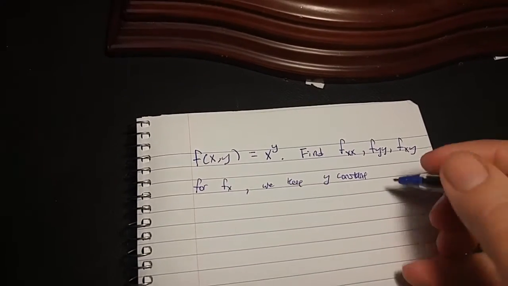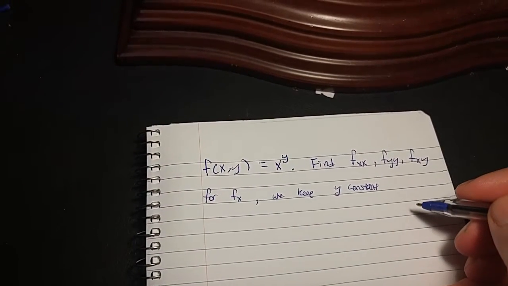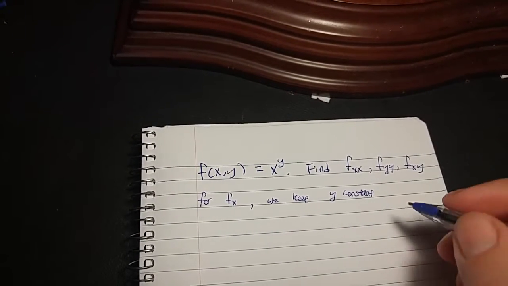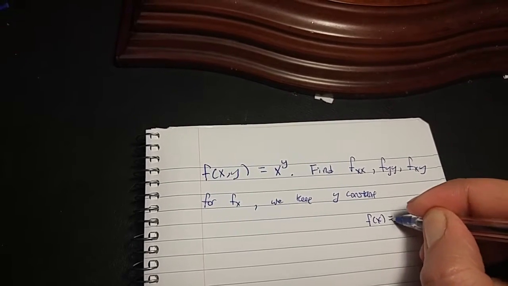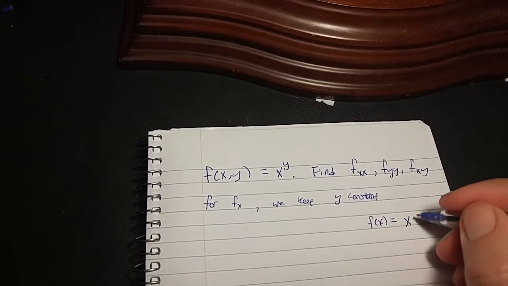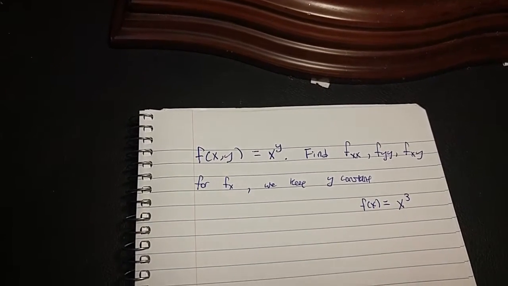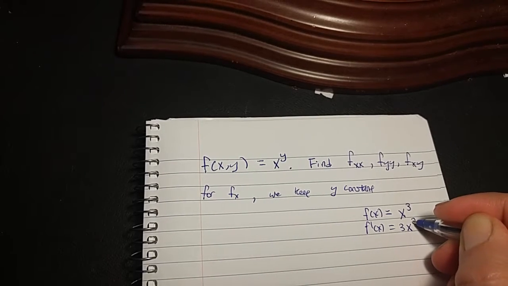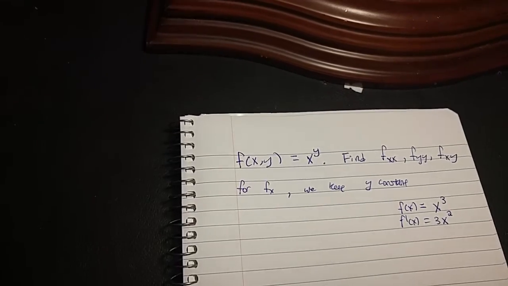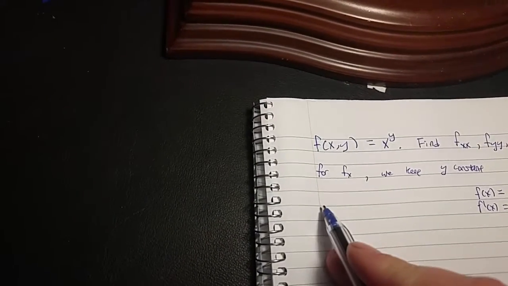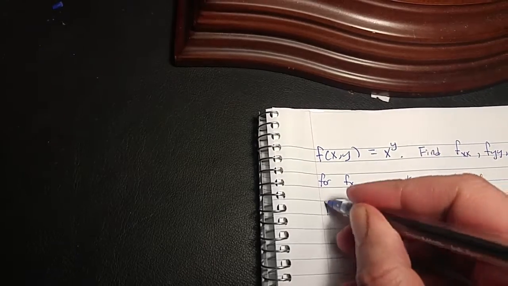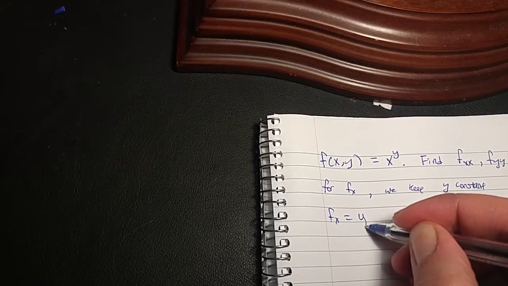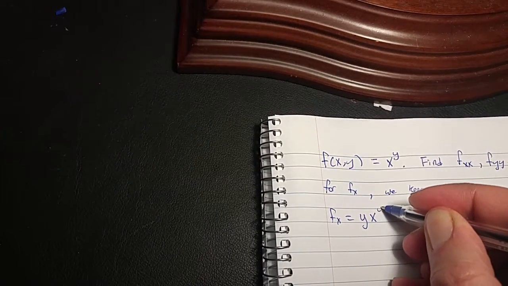So what this would look like if you wanted to rewrite the function with any constant for y, I would say f of x equals, let's let y be 3. I'm just going to make any number, x to the power of 3. When you take the derivative of x to the power of 3, you get 3 times x to the power of 2. Now, when we do this for f sub x, take the derivative of x to the power of y, the y is going to come down, and we have x to the power of y minus 1.